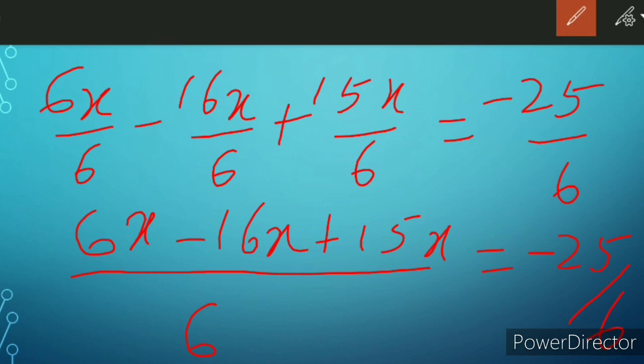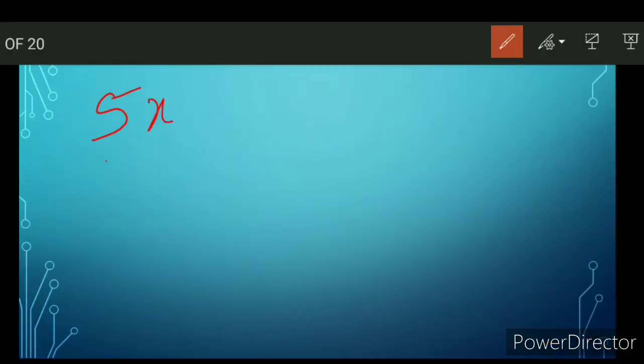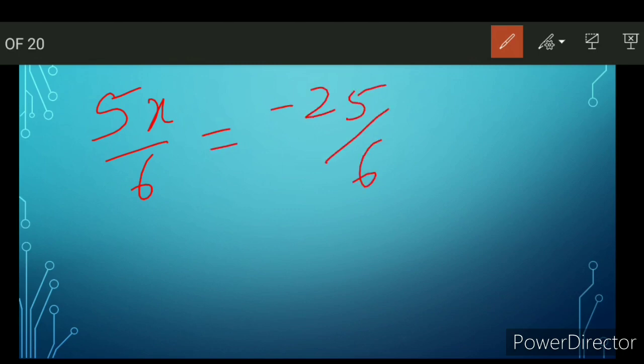We will simplify all the x terms in the numerator. 6x minus 16x, how much? Yes, good, minus 10x. Minus 10x plus 15x, plus 5x. The plus sign we don't mention. So 5x, the denominator what are we having? 6. This side minus 25 by 6. Understand till this? 5x by 6 equal to minus 25 by 6.